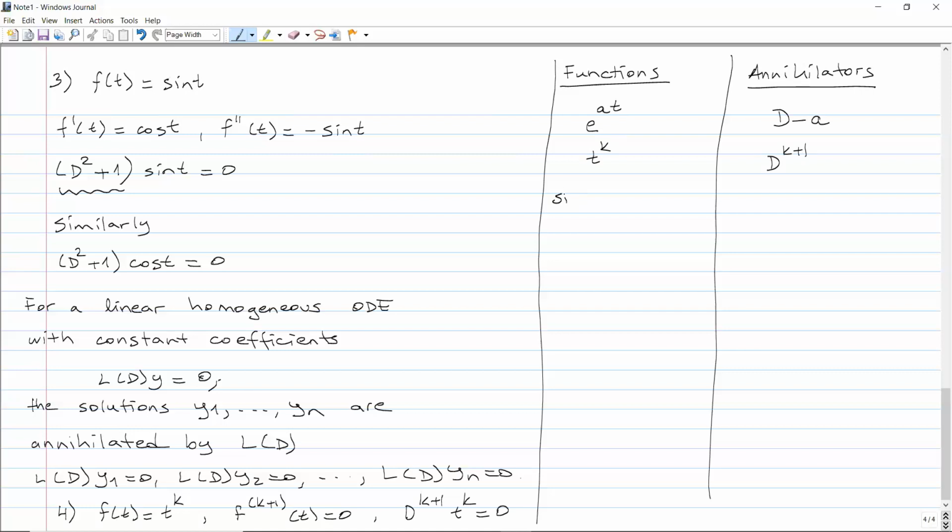Annihilator of sine bt, let's say, or cosine bt. In example 3, I did sine t. If you have a coefficient in front of t, then you would get the coefficient b in the first derivative, and in the second derivative, you have the coefficient b squared. So instead of taking D squared plus 1, you should take D squared plus b squared.